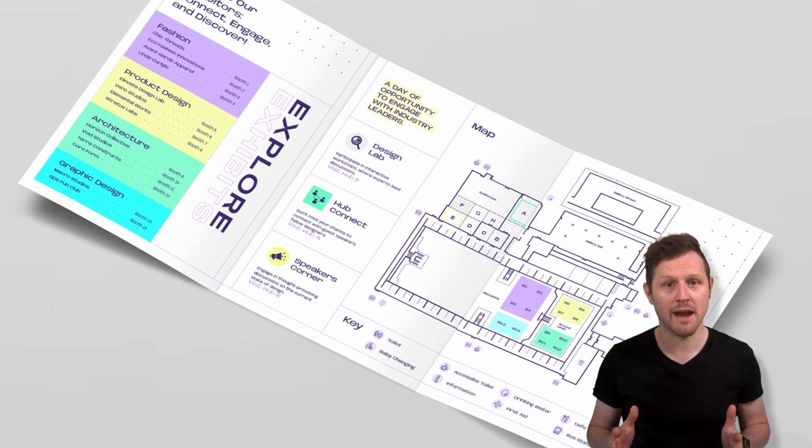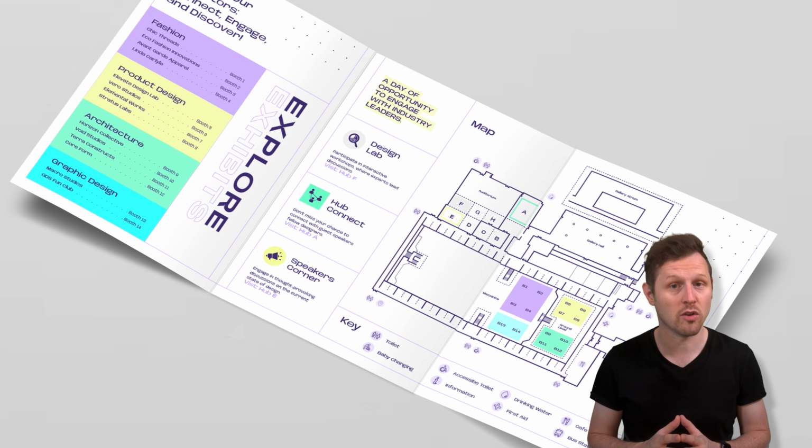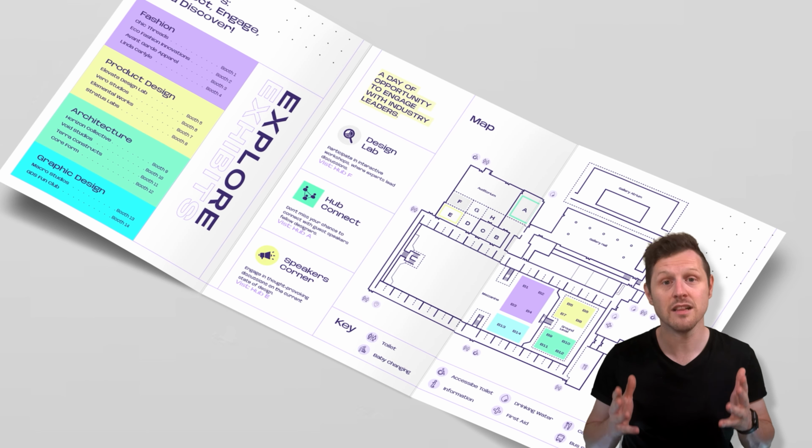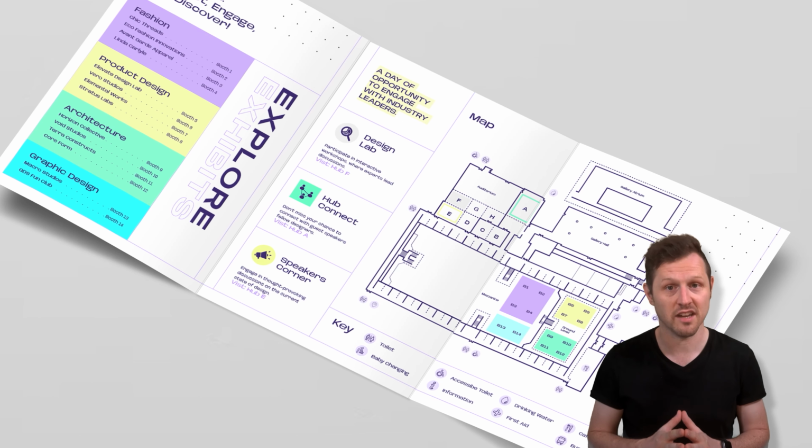The TRIFOLD format allows you to clearly present a lot of information in an easy-to-read, organised layout while still maintaining a portable, pocket-sized format. This is important because it enhances the attendee experience, ensuring they can easily access the event's essential details and enjoy a smooth, informed visit.